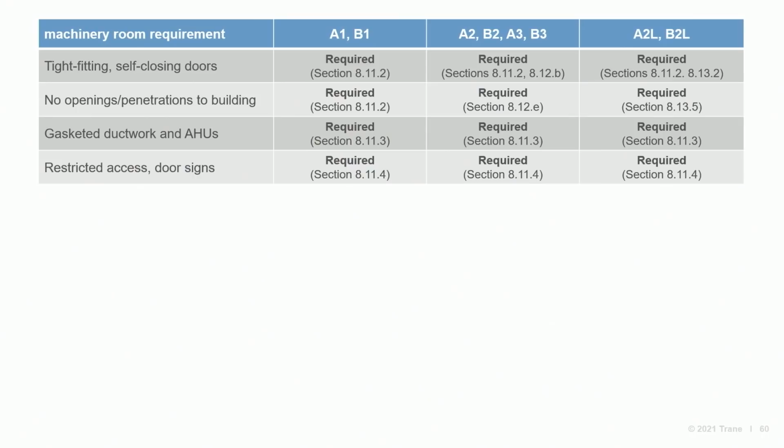Now, some requirements apply to all machinery rooms, regardless of the type of refrigerant. Most of these are self-explanatory. Tight fitting, self-closing doors. Any openings to other parts of the building for pipes, conduit, or ductwork, for example, must be tightly sealed. Gasketing must be used on doors or access panels in ductwork or air handlers, and access to the room must be restricted to authorized personnel only with clear signage posted.